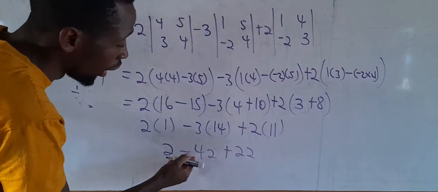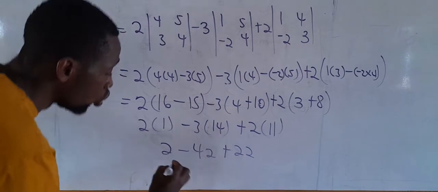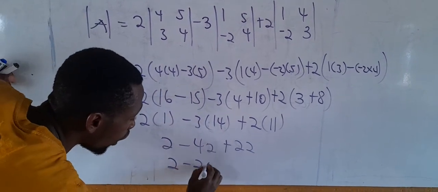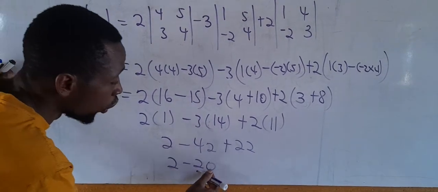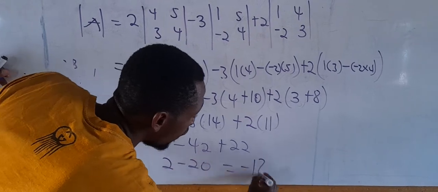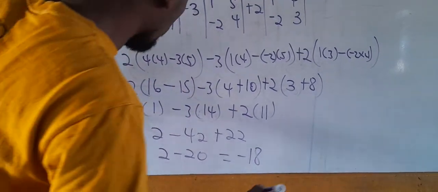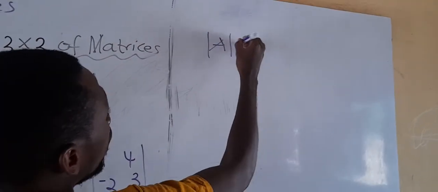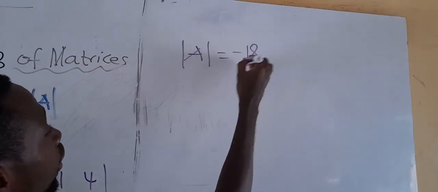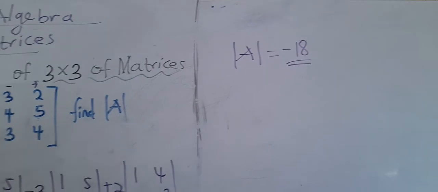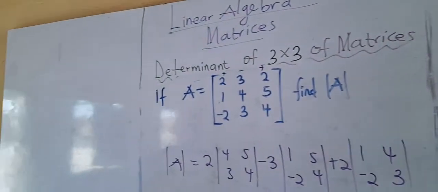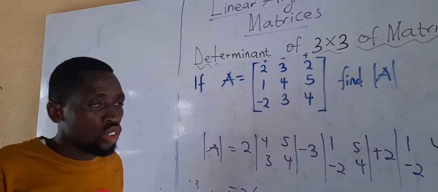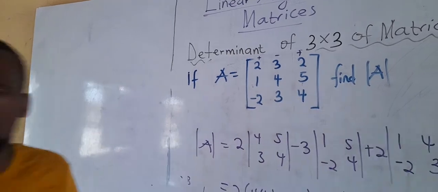I hope you get that. Negative 42 plus 22 will be negative 20. So 2 minus 20 will be negative 18. So we say that the determinant of that matrix is negative 18. I hope you get that. We'll look at one more application on this so that we take it from there.